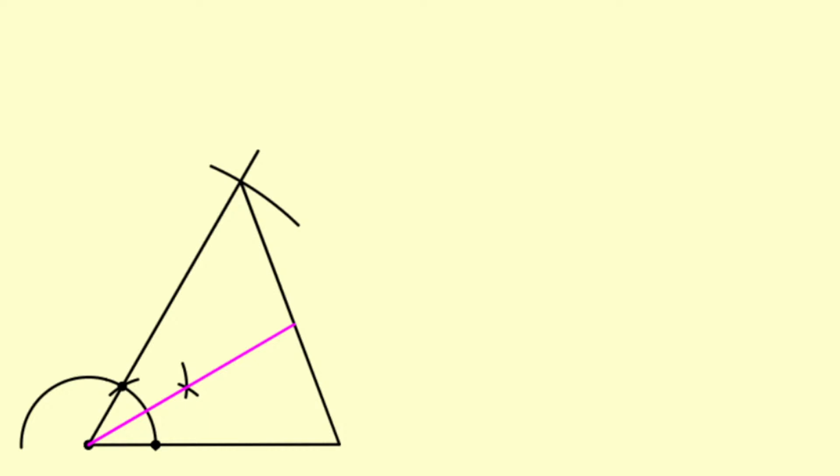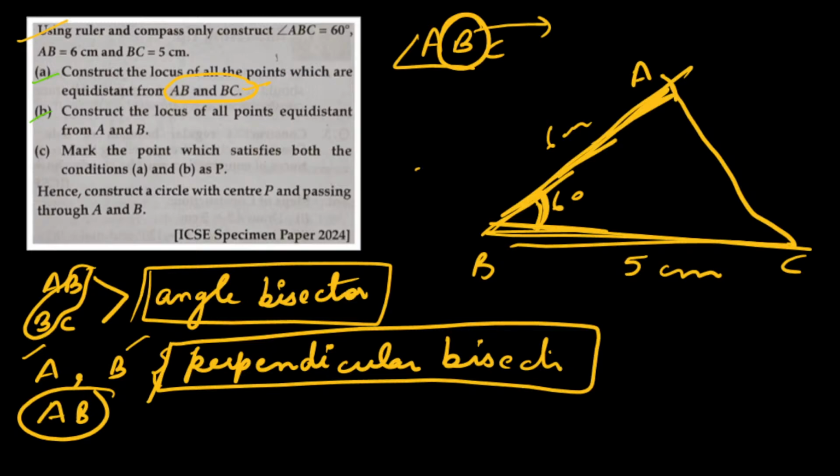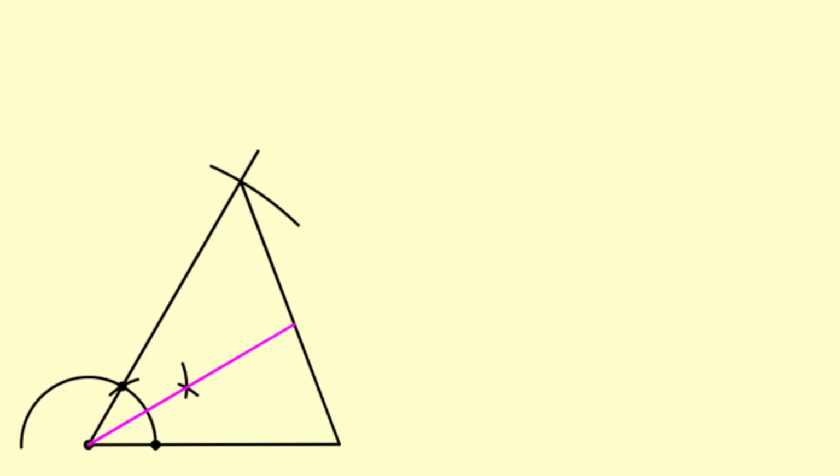Now next part of the question, in next part of the question what we have to do? You can see construct the locus of the points equidistant from AB. Equidistant from AB, I told you A and B are 2 points. We have to draw the perpendicular bisector of AB now. Perpendicular bisector we know how to draw. Let's draw that.